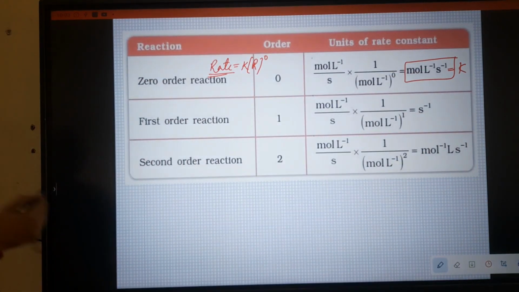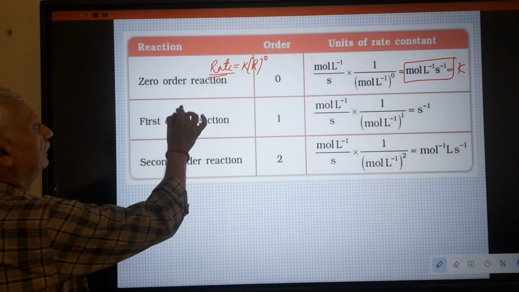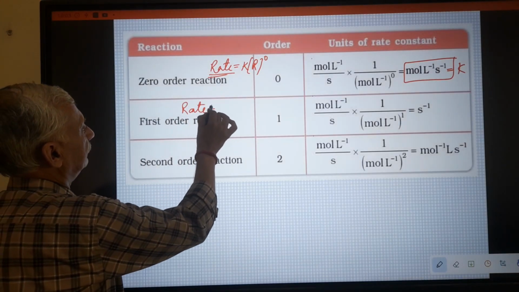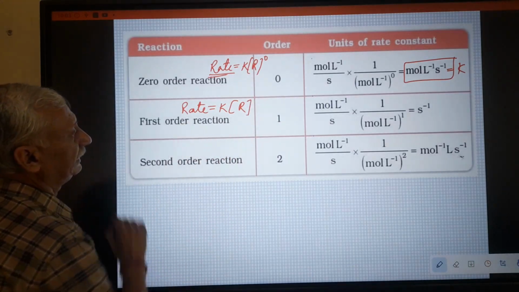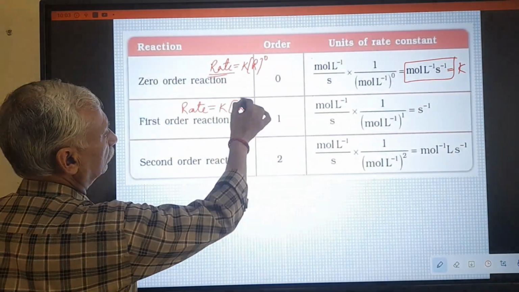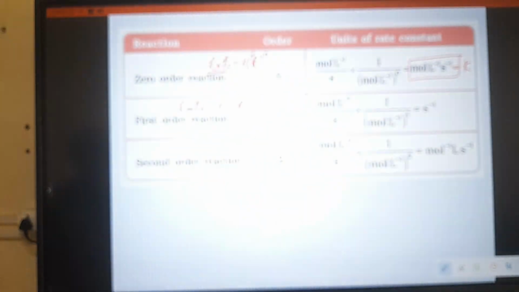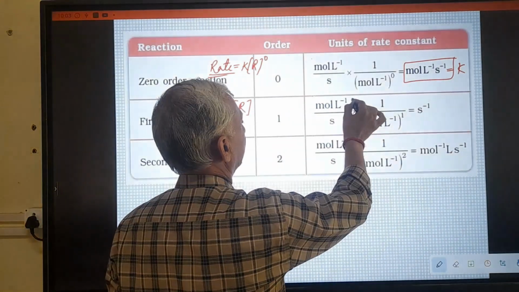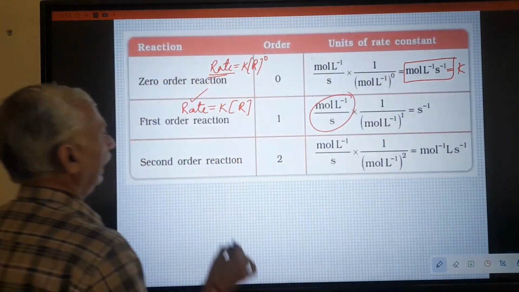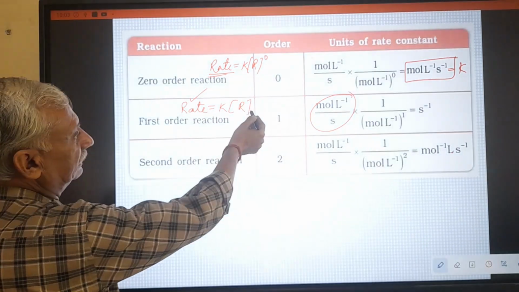In the case of the first order reaction, this will be the expression: rate is equal to K times concentration of reactant. It means the rate of the reaction is directly proportional to the concentration of the reactant. Here the unit of rate is mole per liter per second, and the concentration unit is mole per liter.